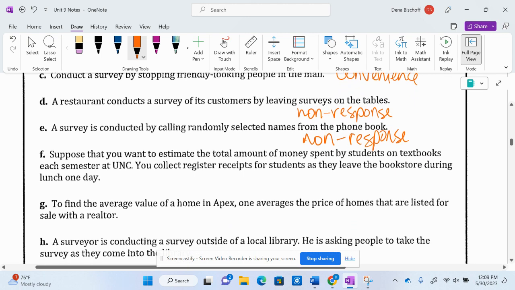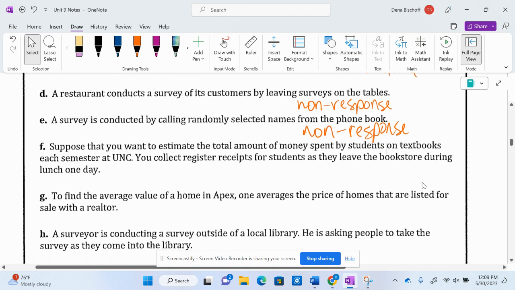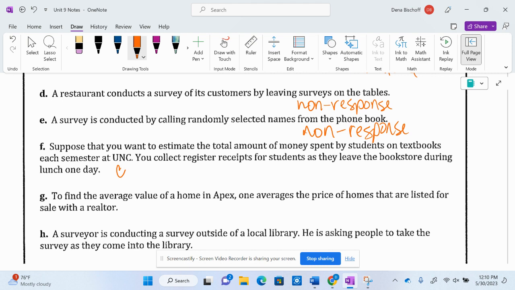Suppose that you want to estimate the total amount of money spent by students on textbooks each semester at UNC. You collect register receipts for students as they leave the bookstore during lunch one day. So you're just getting responses from the kids that were in the bookstore that day. So that's convenience. What else? Yep, undercoverage. Good job. You're just missing all of the people who buy books at any other time, right?